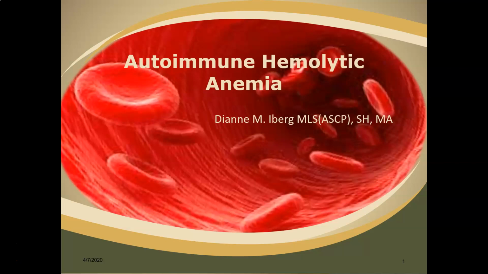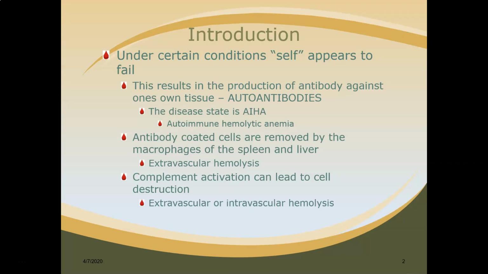Autoimmune hemolytic anemia. This is where the body decides to attack those pesky little red cells that seem to just be running all over the place. You should know by now that autoimmune disease is caused when the immune system fails to recognize the antigens that belong to us as self, and so it creates these autoantibodies against its own tissue.